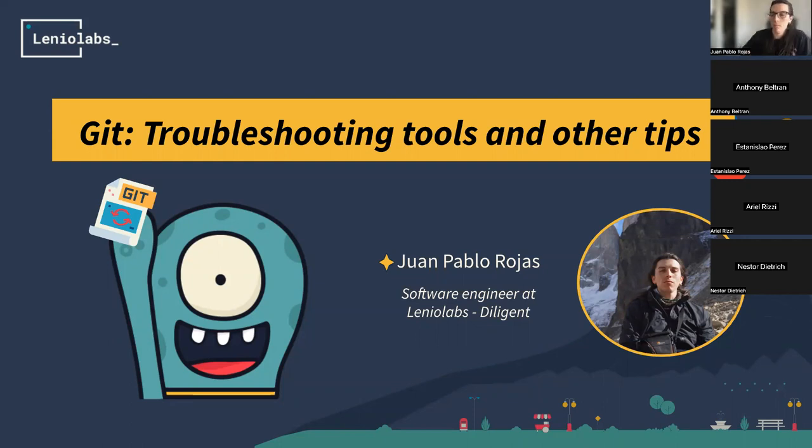Here we have Juan Rojas, another one of our co-workers in Linio Labs. He is going to be talking about Git and troubleshooting and other tips to maybe fix our repositories when things start to get on fire. So Juan, thank you for coming, and it's all yours.